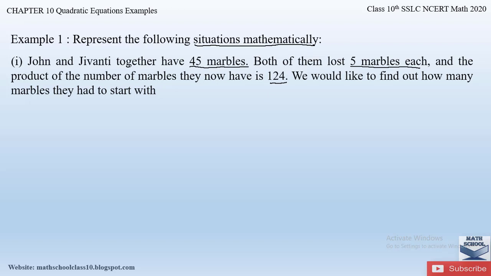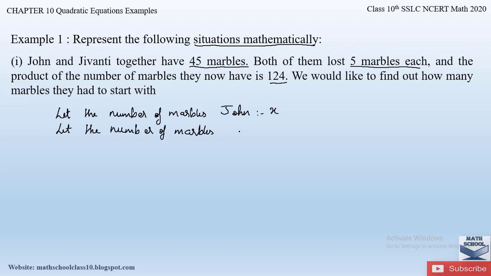We don't know how many marbles both of them had, so let us first assume that the number of marbles John had is x. So x is the number of marbles John had. What is the number of marbles Jeevanti had? Let the number of marbles Jeevanti has be 45 minus x. Why are we taking 45 minus x? Because both of them together have 45 marbles.